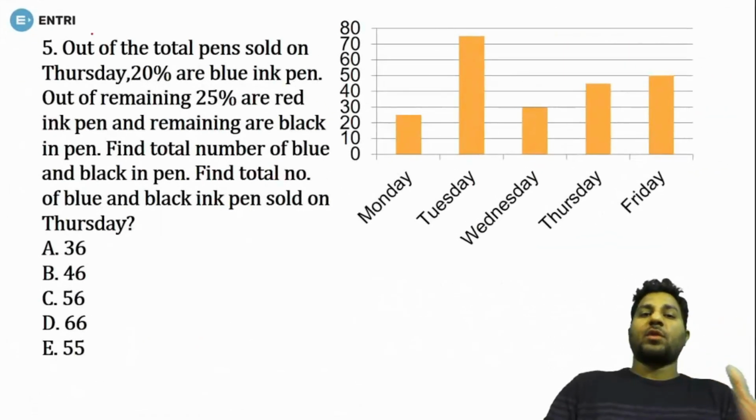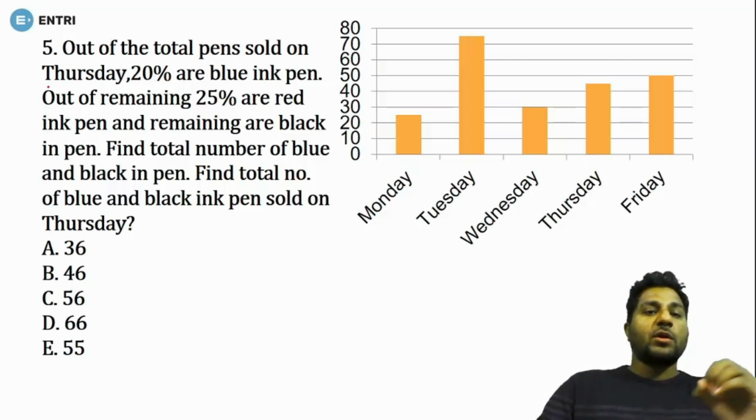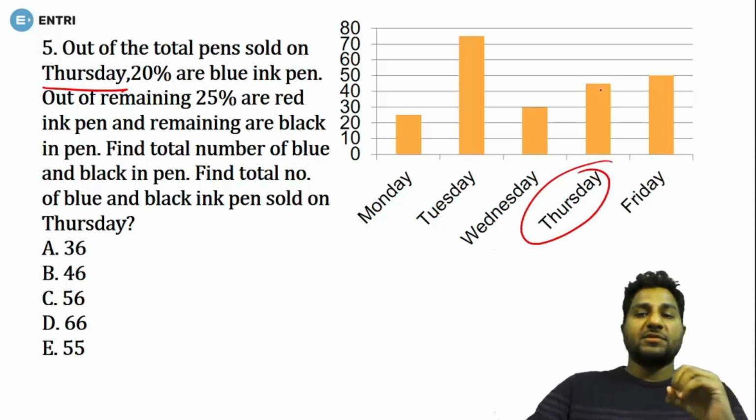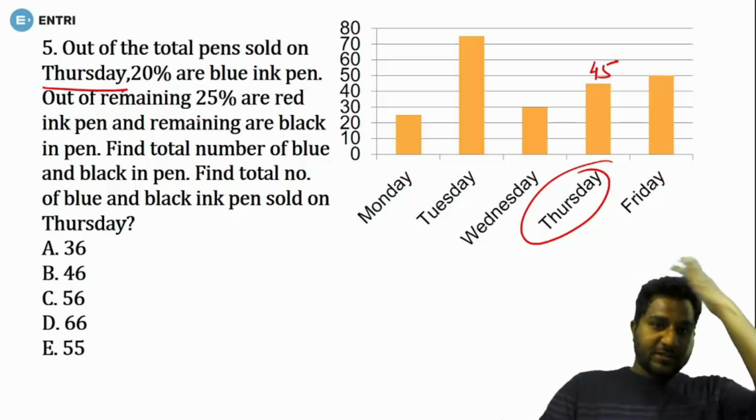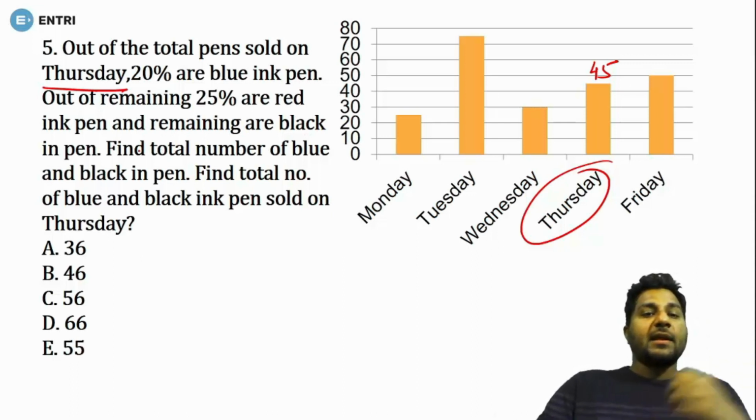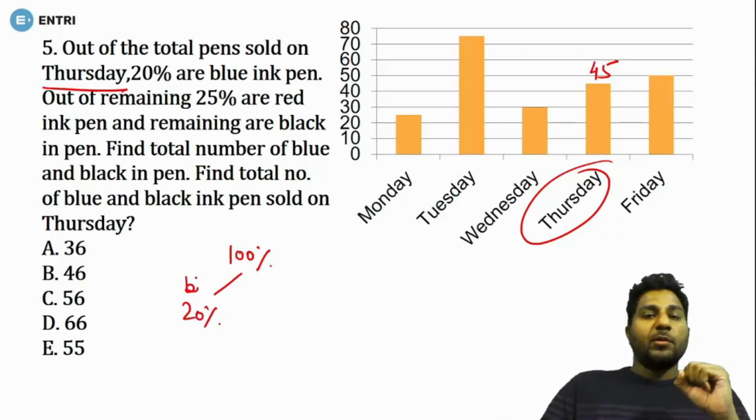Okay, here comes the next question, and these are some really good questions. Out of total pens sold on Thursday, so basically we are considering Thursday. The Thursday data is 45. 20% are blue ink. Out of remaining, 20% are red ink, and remaining are black ink. So let's say 100% pens have been sold on Thursday. So 20% were blue ink. Okay, and the remaining have been left with 80%.